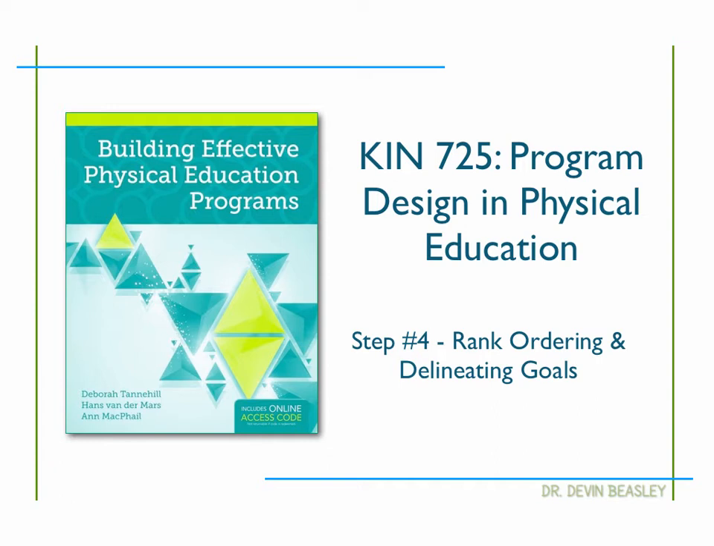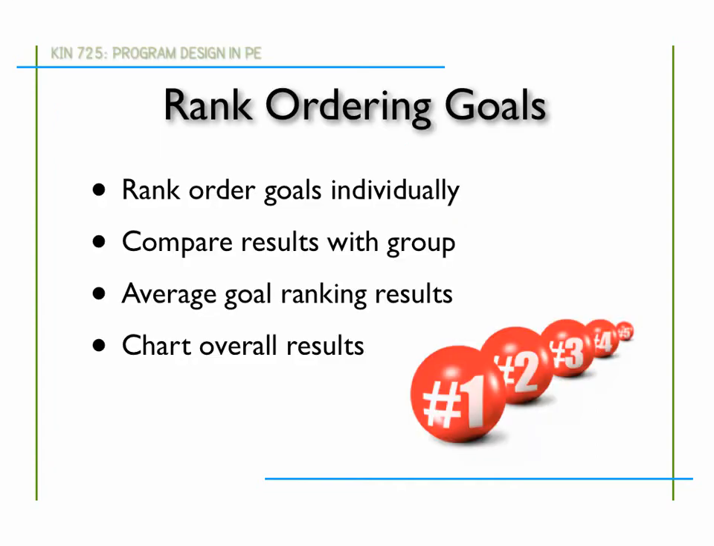Number one, you will rank order the goals you previously developed in step two. And secondly, you will delineate those goals, which is breaking them down even further and developing objectives. So you ensure that the goals are specifically addressed, that they are observable and accessible. And for convenience, this step is going to be broken up into two parts. Part one will discuss the rank ordering process, and part two, which will be covered in a separate video presentation, will cover the delineation process.